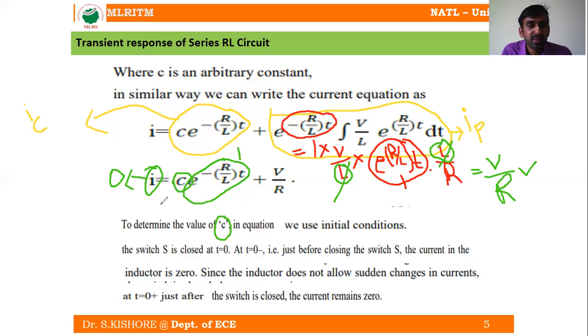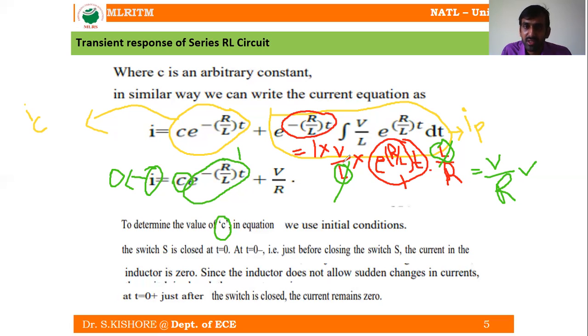So now, using the initial condition at I is equal to 0, we are going to find the value of this arbitrary constant C. So what could be the value of the arbitrary constant C here? C into 1 plus V by R is equal to 0. Then what is the value of C? C is equal to minus V by R.